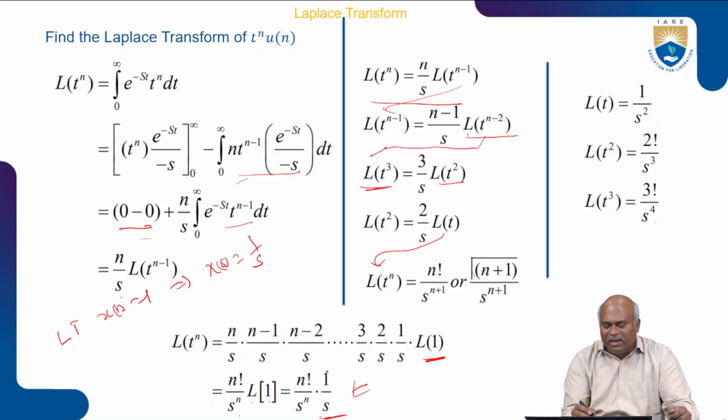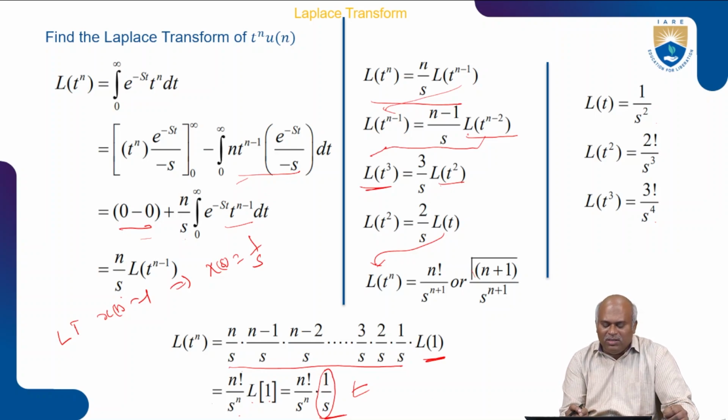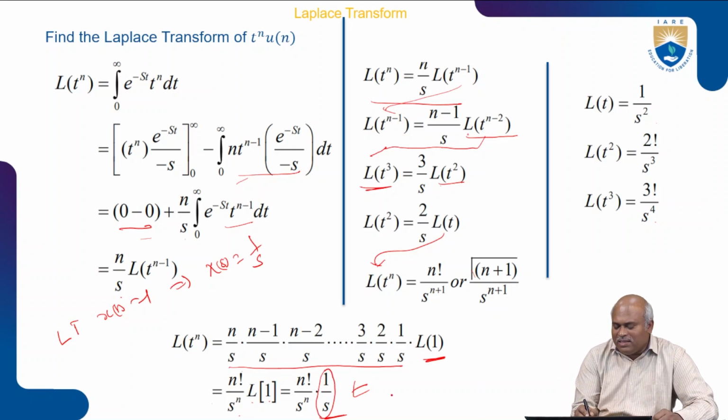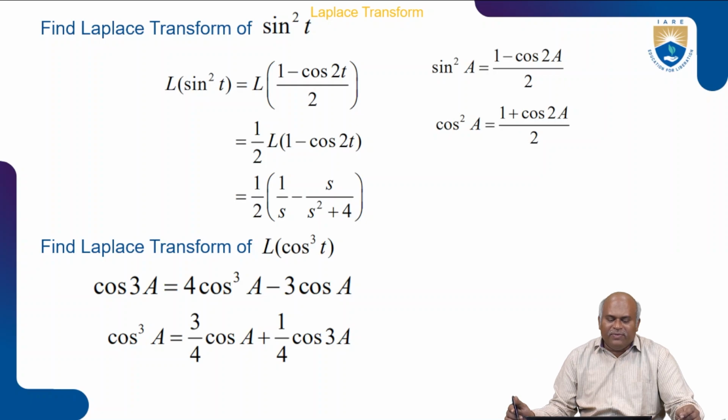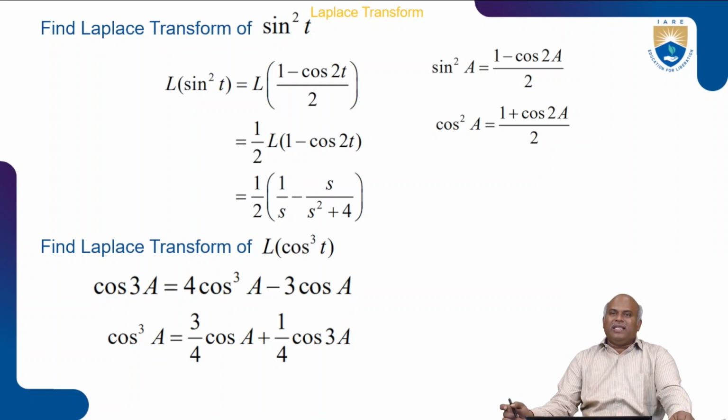So now that value I adapt here. So this term is represented as n factorial divided by s power n. So now finally the Laplace transform of t power n is equal to n factorial divided by s power n times 1 by s. We wrote that. Okay, so next is find the Laplace transform of sine square t.